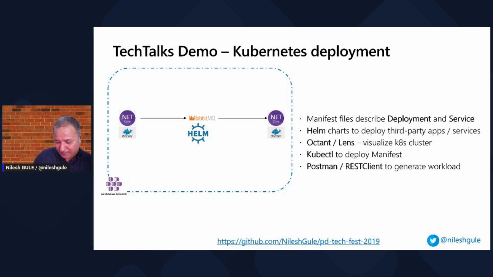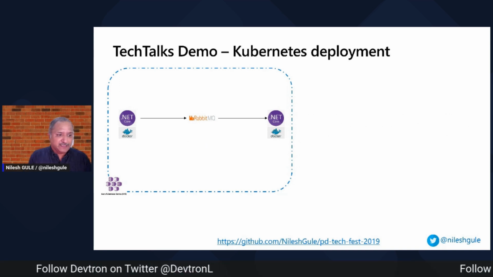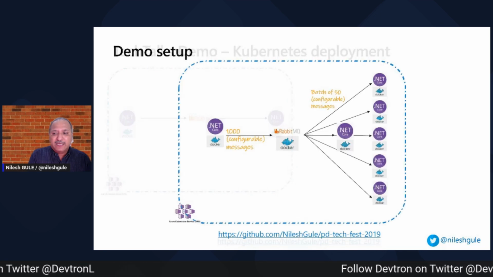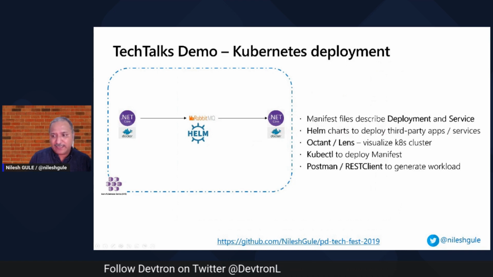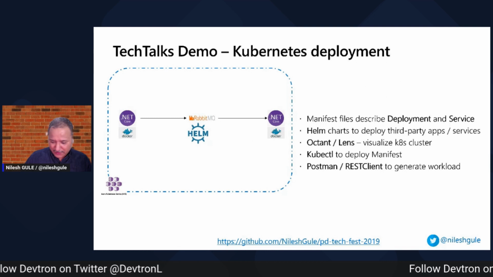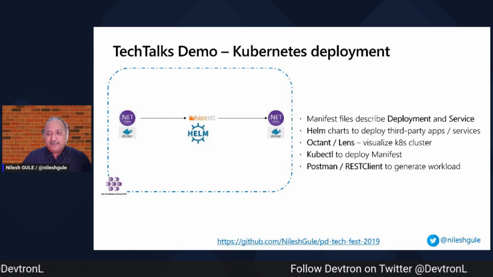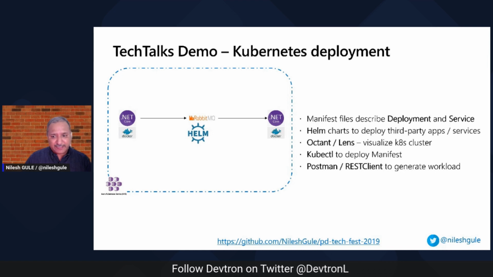Everything that I'm talking about now is available on GitHub. You can replicate this demo in your own environment if you want. I use manifest files for deploying my own application services. I create a deployment and expose it using the Kubernetes service object, which is created using Kubernetes manifest files. For the third-party apps that I'm using, which is RabbitMQ in this case, as well as KEDA later, I use Helm charts. Helm is a package manager for managing the artifacts, or applications, for Kubernetes.